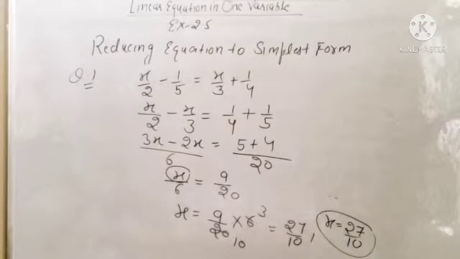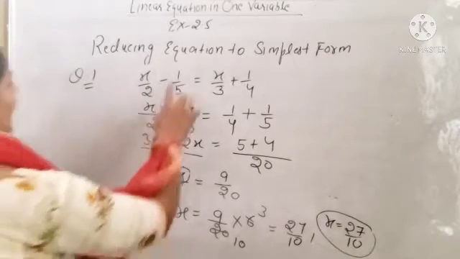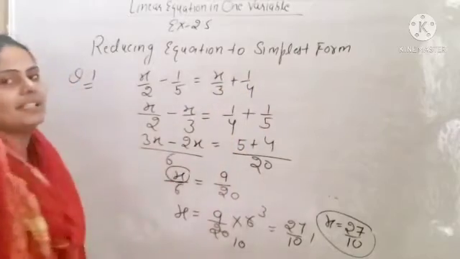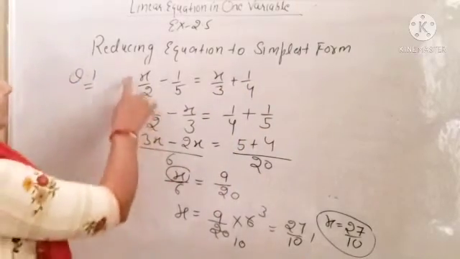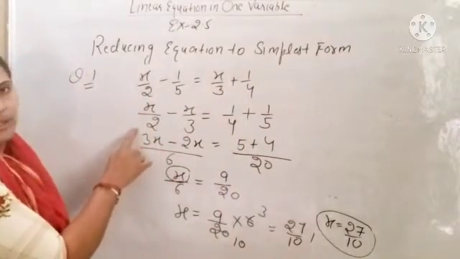So simply, how will you solve, beta? You have to find out, both the sides variable values are given. So you have to put all the variable values on one side and constant values on one side and find out the value of the variable. So I am explaining this question once again. It is given x by 2 minus 1 by 5 is equal to x by 3 plus 1 by 4. So simply, x by 2 is already given on the left hand side, so you will put it on the left hand side.